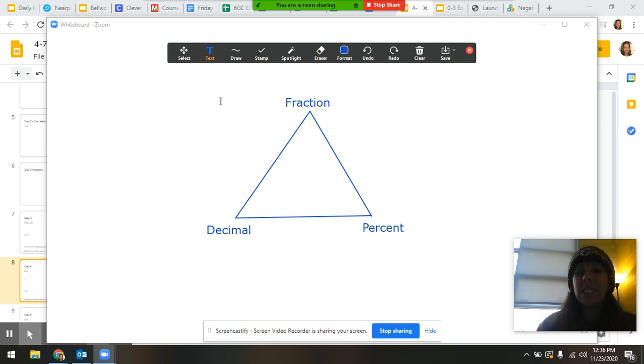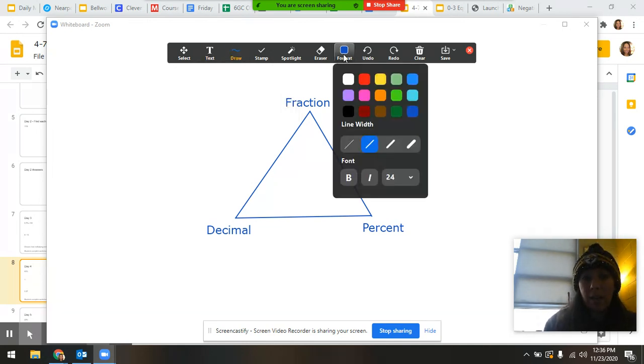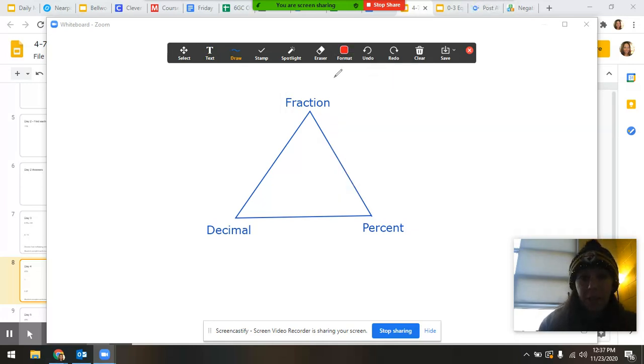All right, boys and girls, so today we're going to review how to turn fractions into decimals into percents. So let's say that we have 3/5, and we want to turn 3/5 into a decimal.